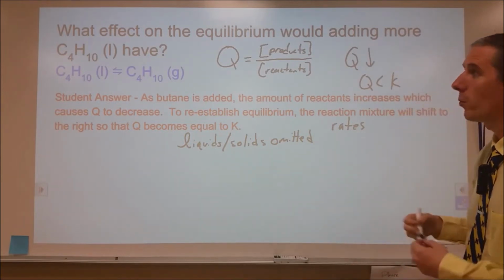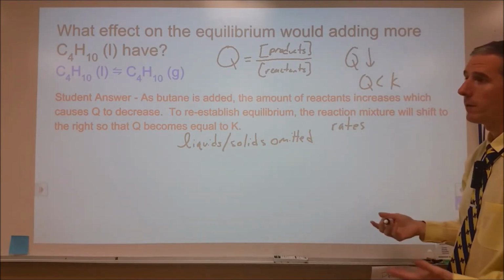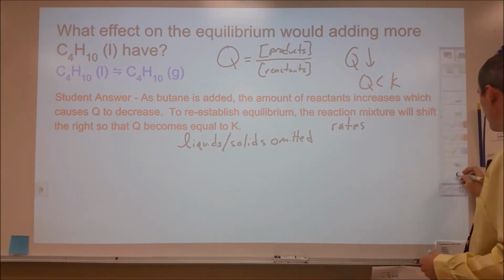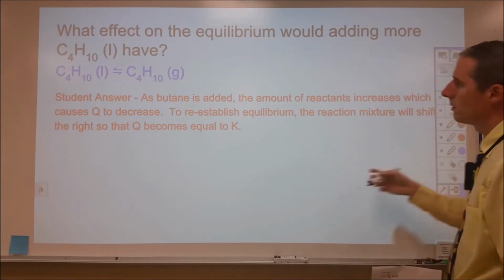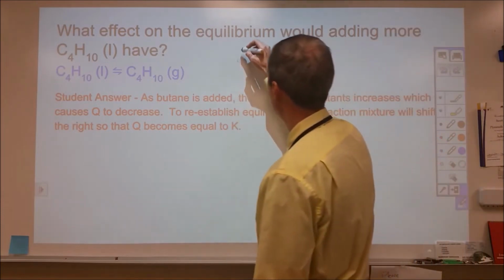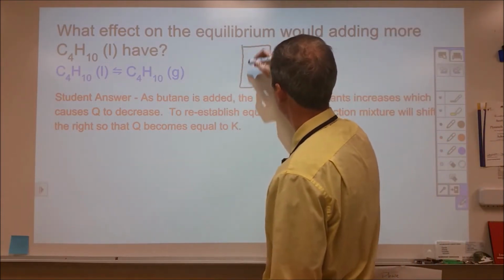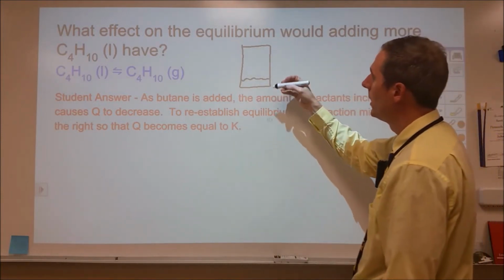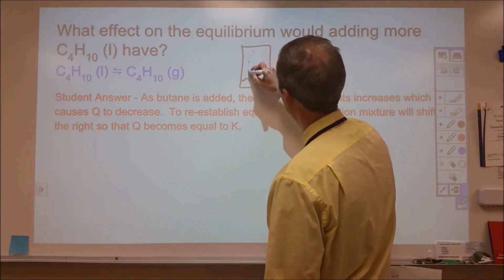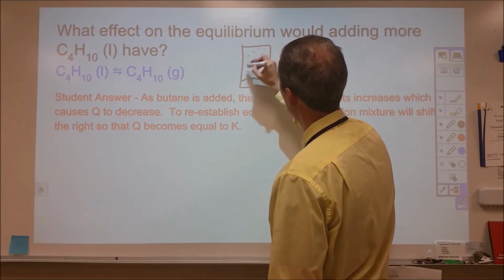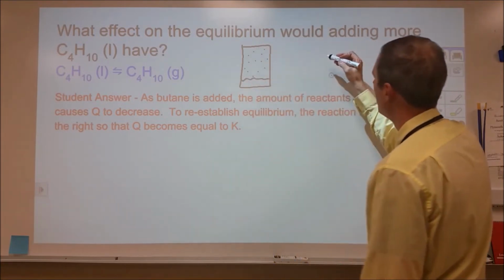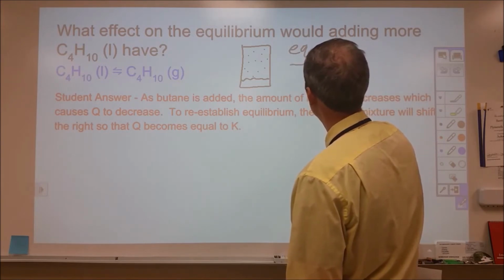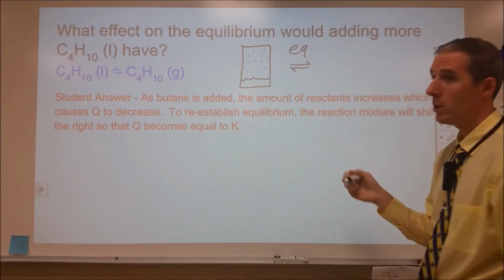But let's go through and look at why that is before we just accept this thing that we're told at the beginning of the unit. So if we were to look at a closed system, so we have a container here with some liquid butane in it. Okay, so we have some liquid particles in here, and then some of those particles are turning into the gaseous state. Dynamic equilibrium is defined as having opposing rates that are equal.